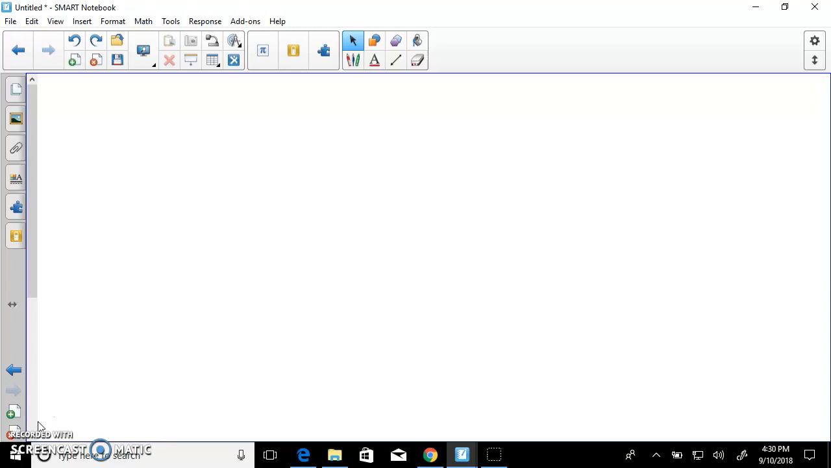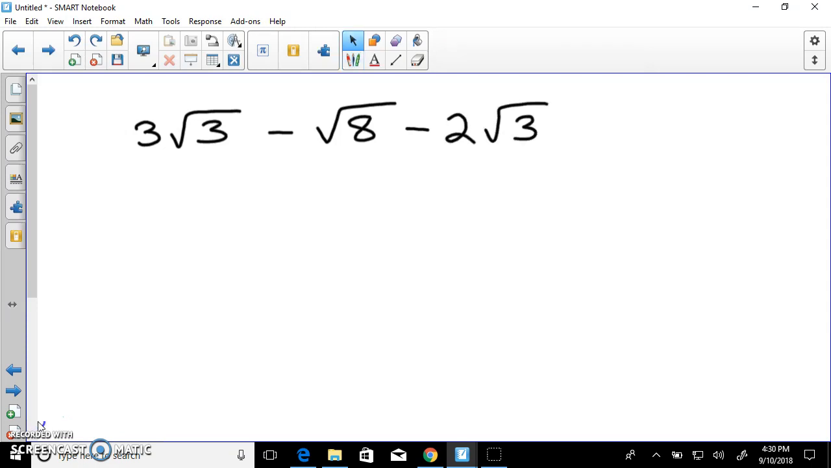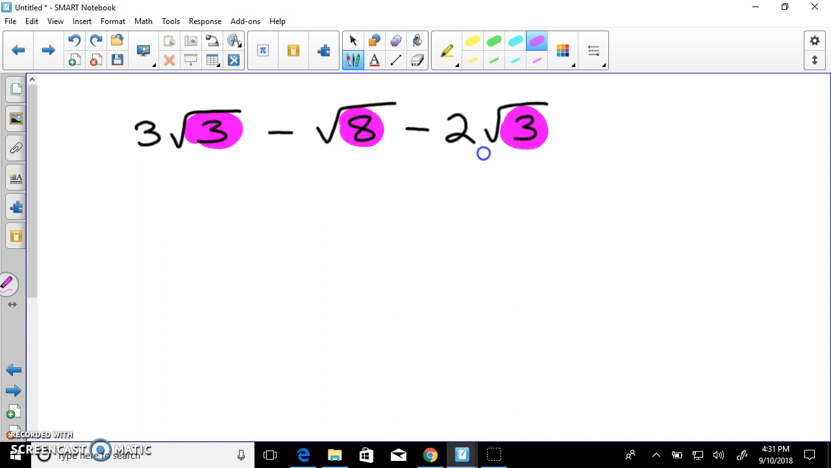All right, we're going to try one last example. So let's say I have, let's see, I'm going to have 3 square root of 3 minus the square root of 8 minus 2 square root 3. So notice this is a little bit different because we have 3 terms instead of 2. Let's check our radicands. I've got 3, 8, and 3. Automatically I notice that 8 is different, okay?